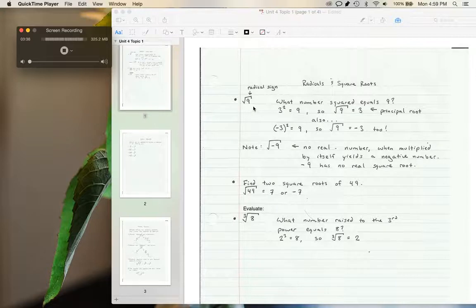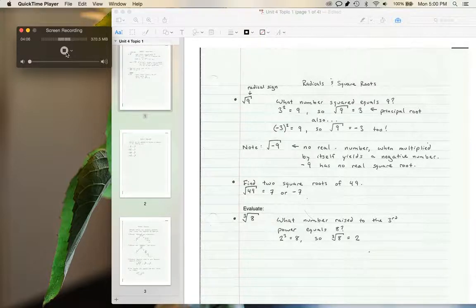The square root says what number squared, or raised to the exponent of 2, equals a number, in this case 9. This is asking what number raised to the 3rd power equals 8. Well, 2 times 2 is 4, times another 2 is 8. So 2 to the 3rd power is equal to 8. So I know that the cube root of 8 is equal to 2.